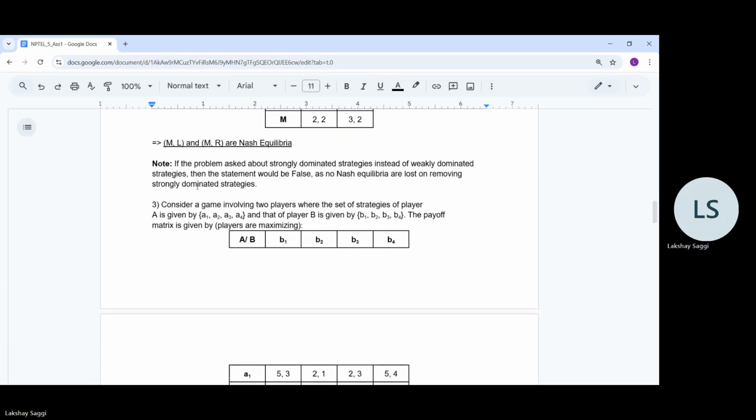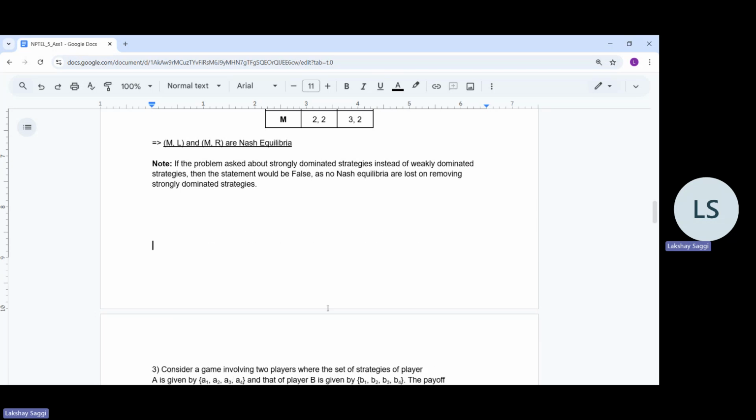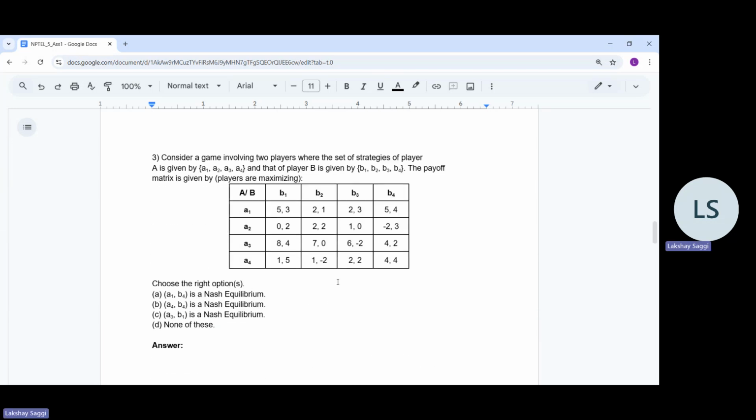So yeah. Okay, so now maybe we can move on to the third question. The third question says: consider a game involving two players where the set of strategies of player A. Now we'll try to pick up the pace a bit because I think we are now comfortable with identifying which are the row players. The row player's payoff is the first entry, the column player's payoff is the second entry, and how do we identify whether it is in Nash equilibrium or not?